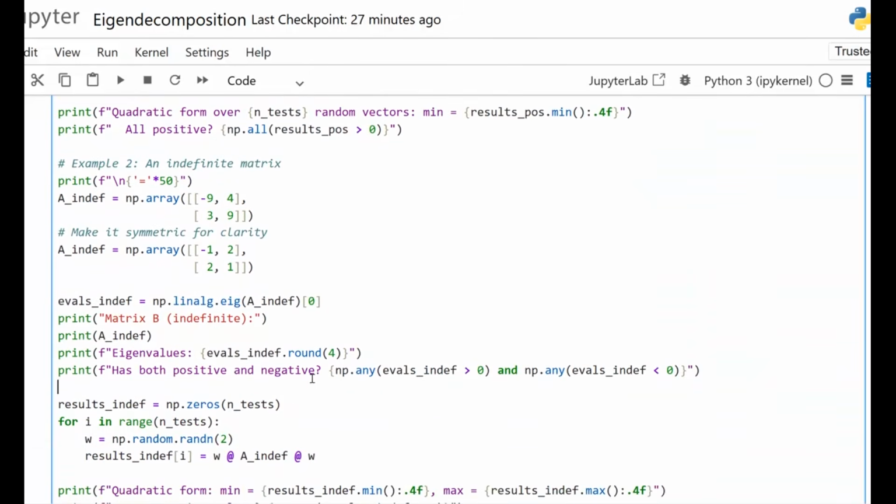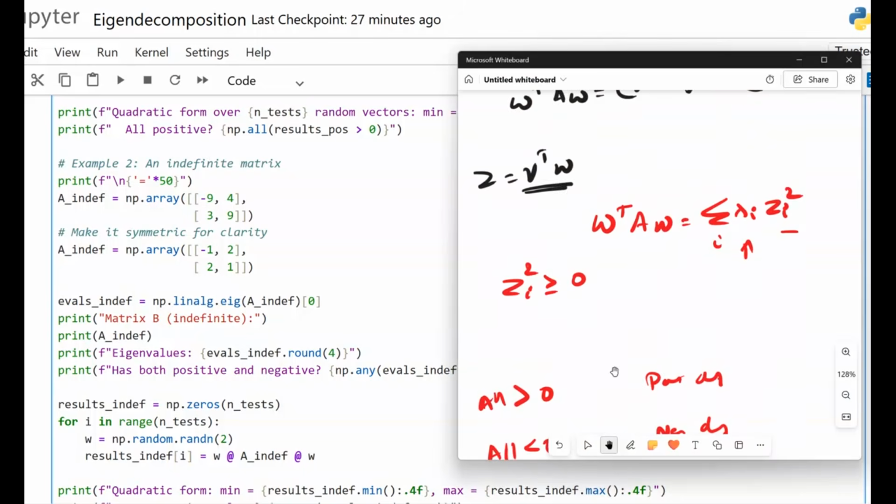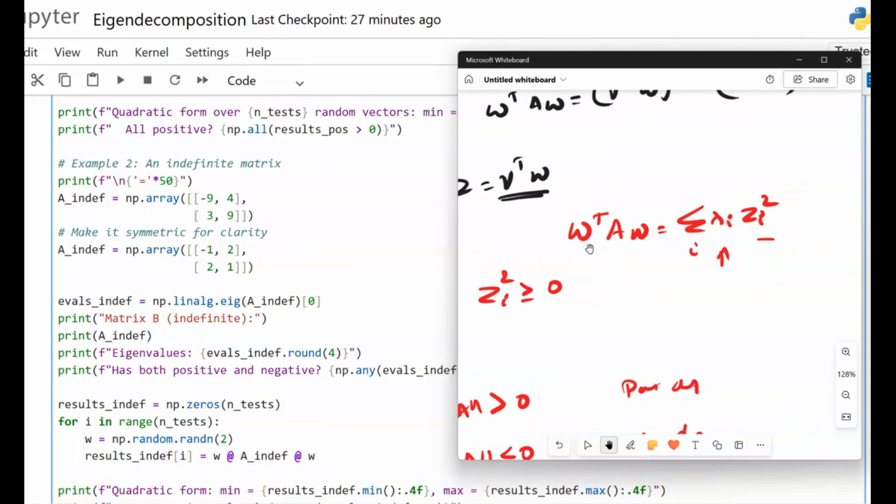And when coming towards example 2 as an indefinite matrix, we get mixed sign eigenvalues, and here the quadratic form can be positive or negative, and the geometry would be a saddle surface. So the key identity would be, as we have already discussed, W transpose multiplied by A multiplied by W, which is equal to the summation over i of lambda sub i multiplied by z sub i squared, which explains why eigenvalues completely determine definiteness.